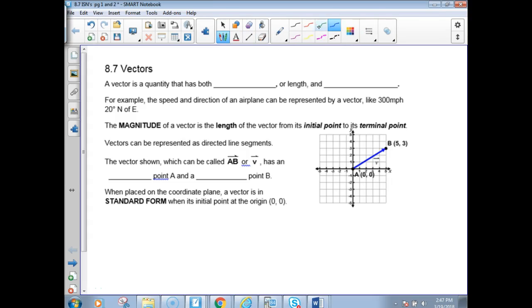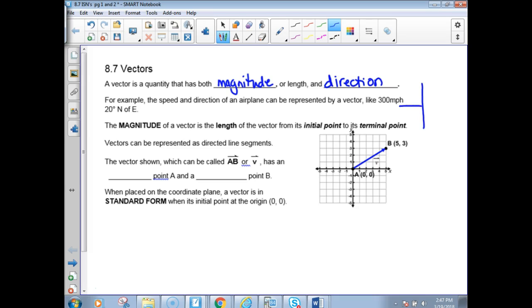Okay, we're going to fill in the last 3 pages of our ISN. A vector is a quantity that has both magnitude, or length, and direction. For example, the speed and direction of an airplane can be represented by a vector like 300 miles per hour, 20 degrees north of east. Let's see what that would look like.